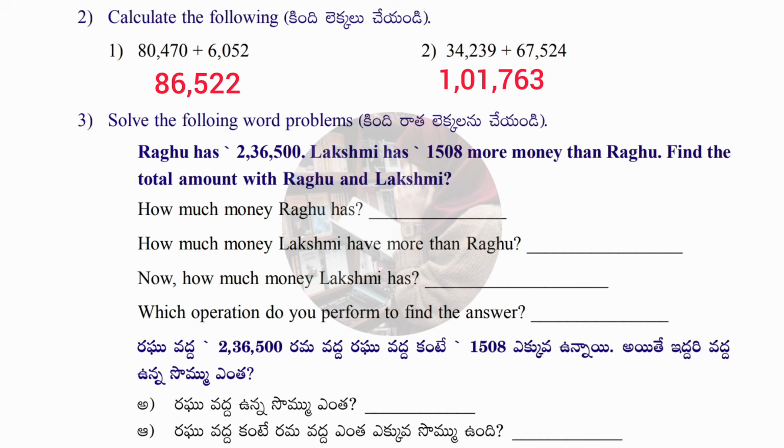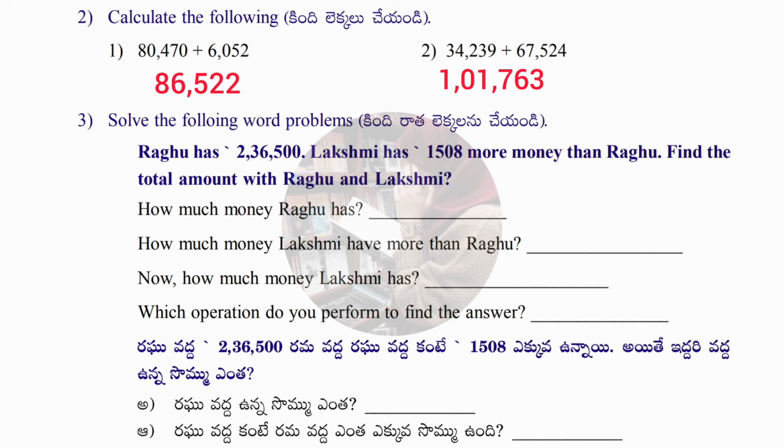See, Raghu has how much money? 2,36,500. Lakshmi has 1,508 more money. Means you have to add the Raghu amount plus this 1,508. Then the total will be the Lakshmi amount. Understood, guys? So this is what I am telling you. Whenever you see the word more in the question, it means you have to add it. If you see the word less, then you have to minus it, means you have to do the subtraction. Understood? This is the hint. Okay, let's see the answer.